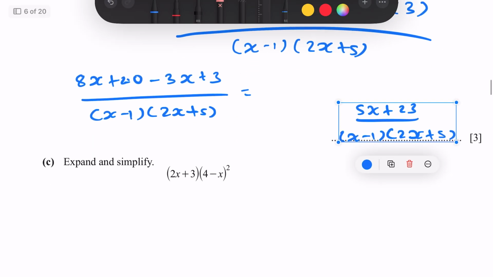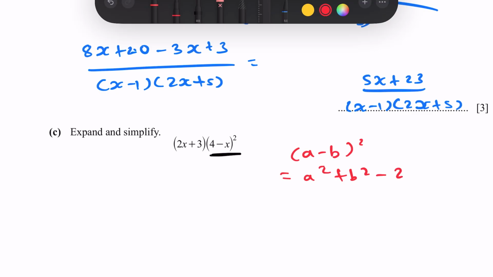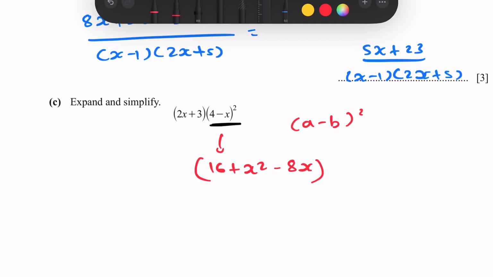Now C says to expand and simplify the fraction below. 2x plus 3 times 4 minus x times 4 minus x. So for this, since there's a rule that a minus b the whole square is equal to a square plus b square minus 2ab, this means that we can convert 4 minus x squared to be 16 plus x square minus 8x. Now if we just erase this and multiply this new bracket by 2x plus 3, since this is still carried over, 2x plus 3.